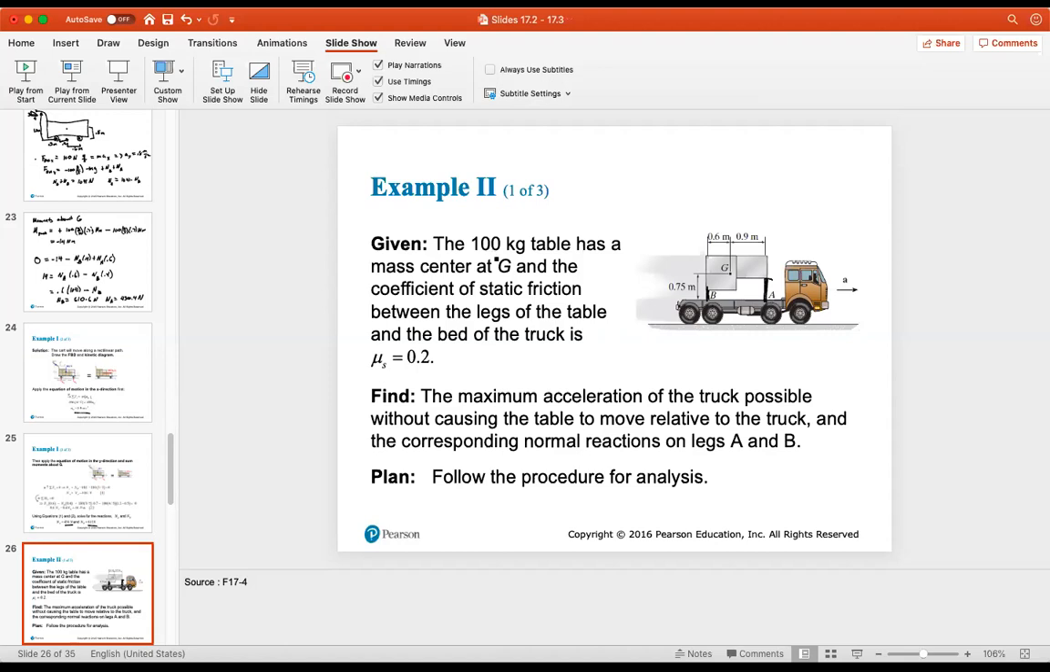The table has a total mass of 100 kilograms, and they give us the coordinates. Find the maximum acceleration which is possible without causing the table to move relative to the truck, and find the corresponding normal reactions on legs A and B. All right, so we're going to need a diagram, we're going to need to label everything, and then we're going to try to think this through. But we're after the maximum acceleration and then the normal forces.